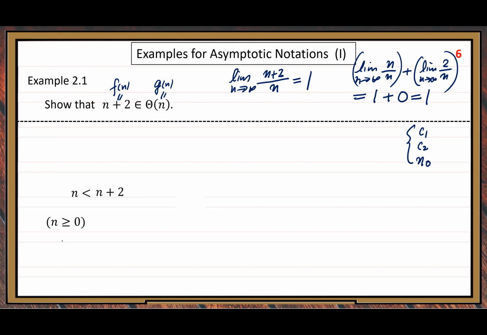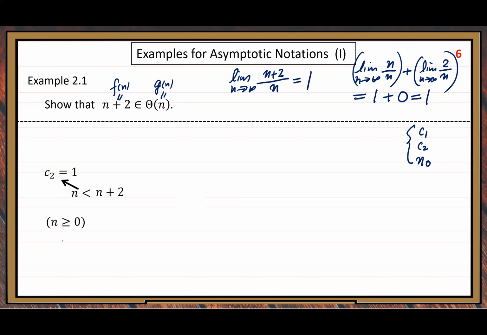Some of you may argue when n is negative, it also holds, right? Yeah, but our problem size cannot be negative. Okay, we only consider non-negative integer n, because that corresponds to our problem size. All right. So C2 equals 1.